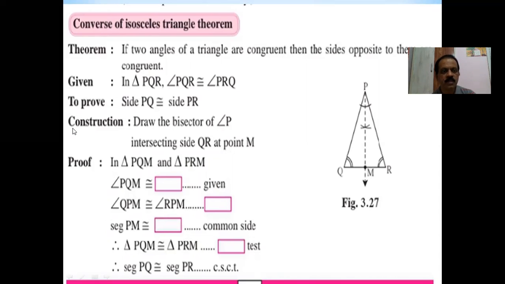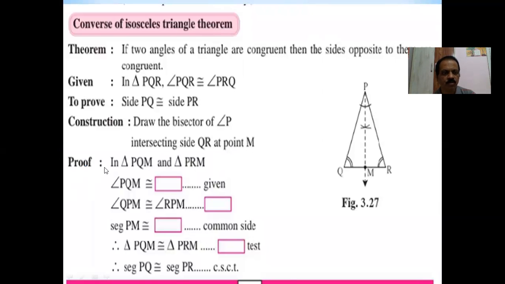Look here, construction: draw the bisector of angle P. In the figure drawn, the angle bisector of angle P will intersect QR at point M. Draw the bisector of angle P intersecting side QR at the point M.